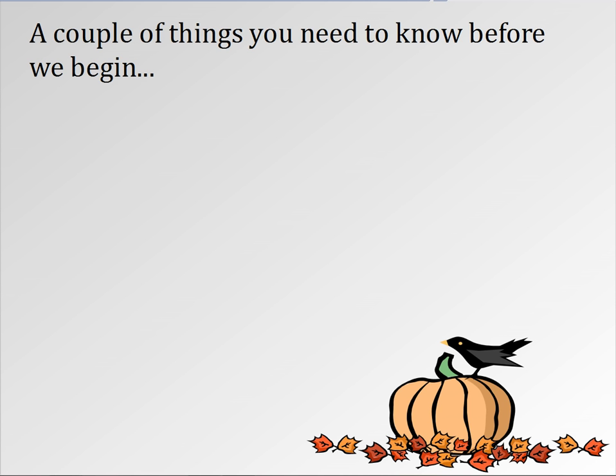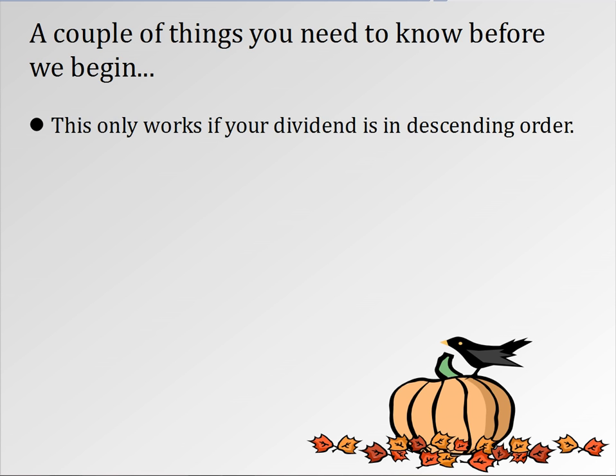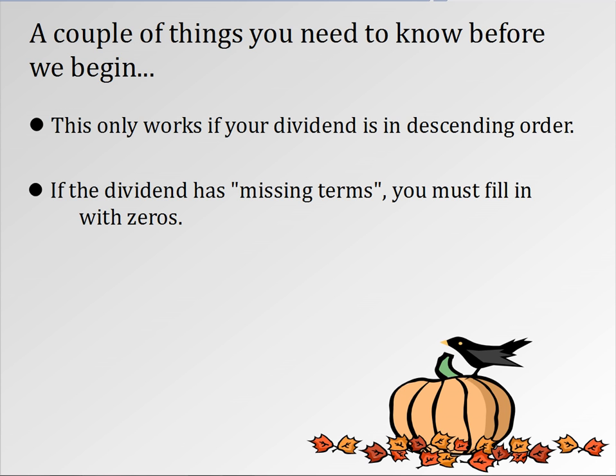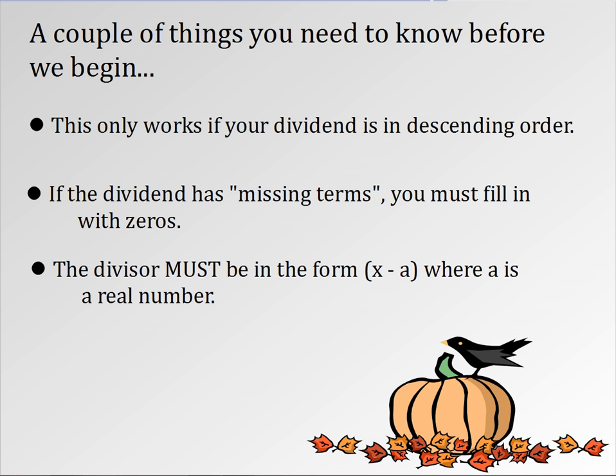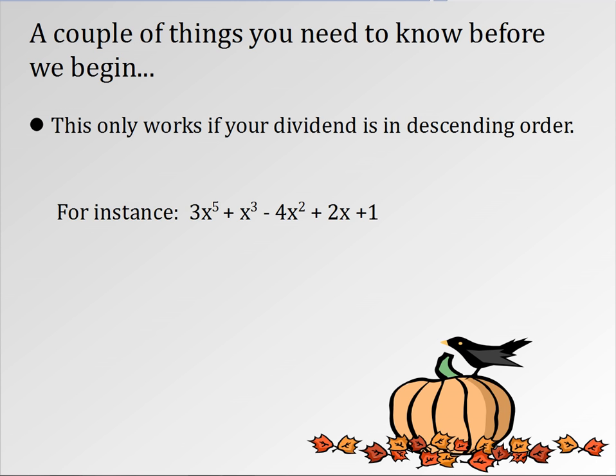So a couple of things you need to know before we begin. This will only work if my dividend is in descending order. If my dividend has missing terms, I'm going to fill in with zeros, and the divisor must be in the form x minus a, where a is a real number. Let's go through those three things and explain them in a little more detail.